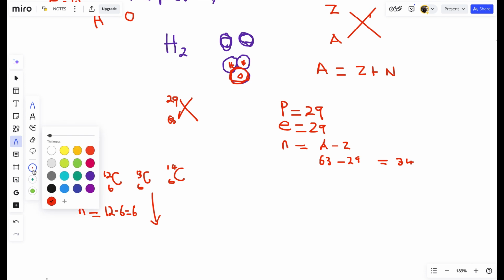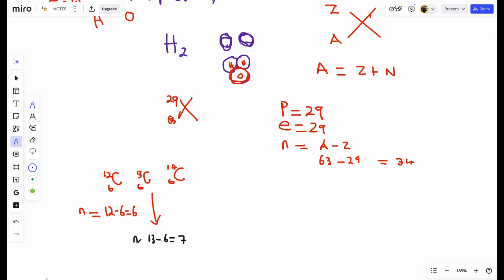The number of neutrons for carbon 13 will be 13 minus 6, which gives us 7. So the number of neutrons here is 7, it's not 6.